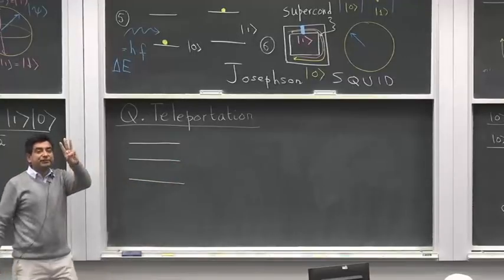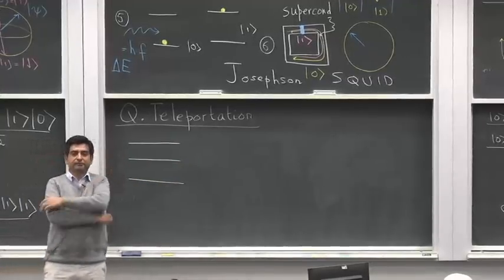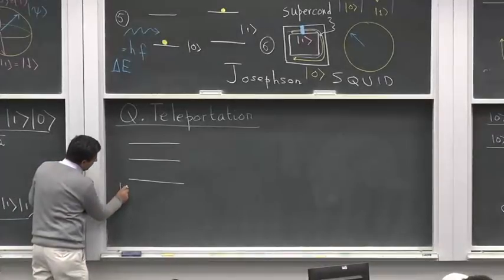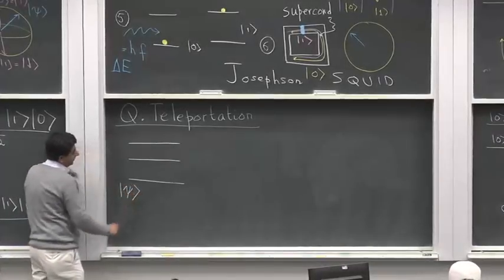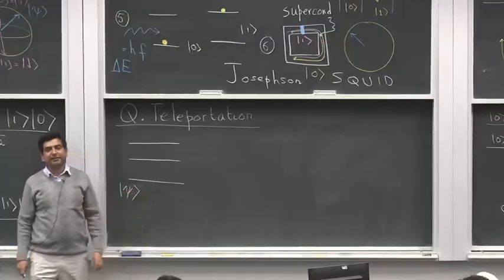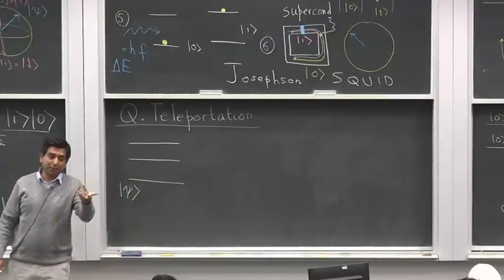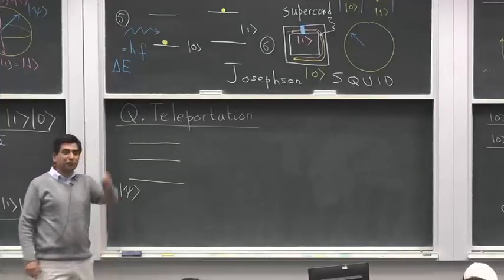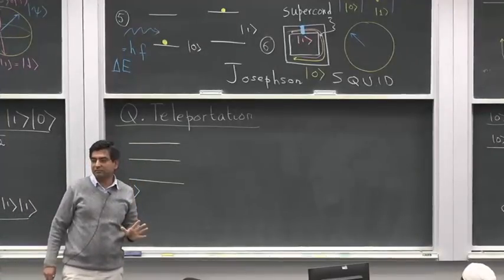I have 3 qubits. The third qubit is in an unknown state that I want to teleport. I want to move this state to another remote location.